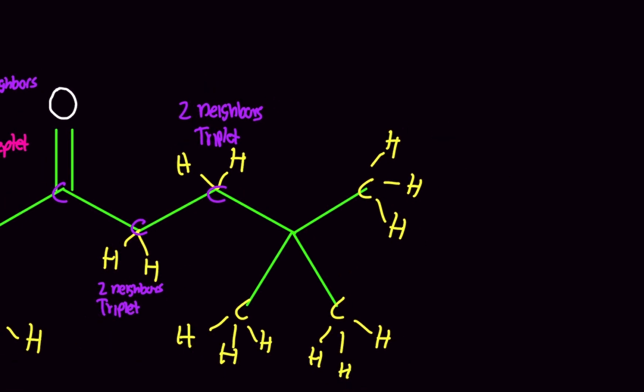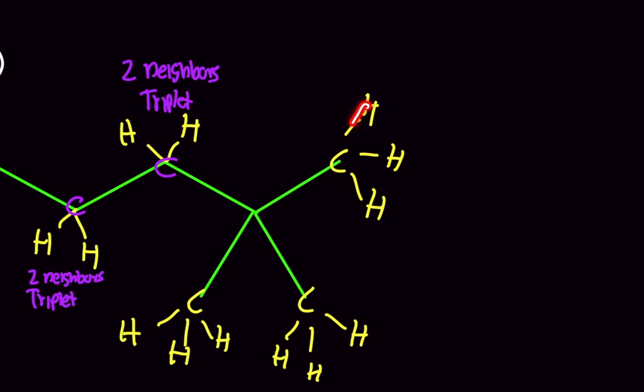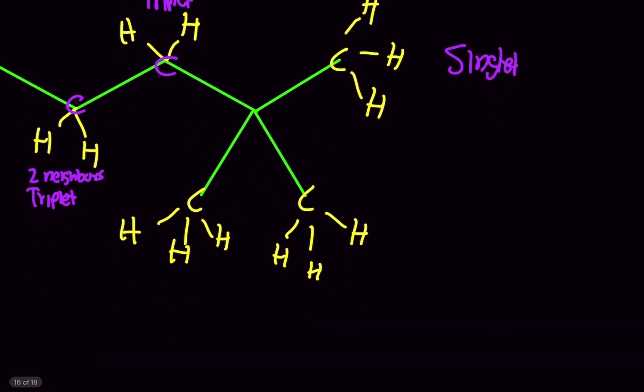Okay, what about this one? Start from the hydrogen, we go 1 carbon, 2 carbons. We have no neighbors. No neighbors within 2 carbons, right? Because we go from here, 1 carbon, 2 carbons, no other neighbors. So this is just going to be a singlet. Same with this one. And same with this one.